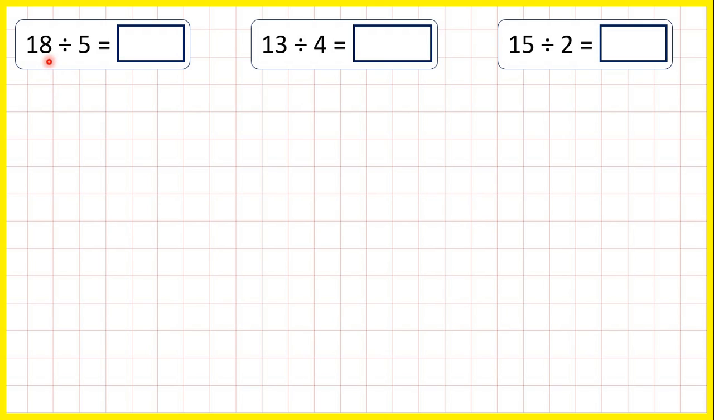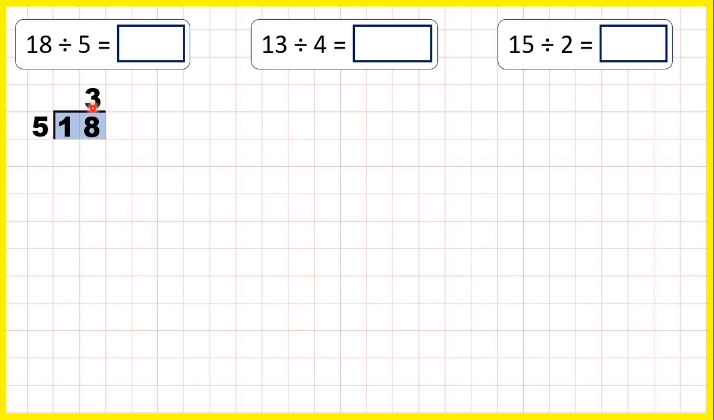Now we need to write remainders as decimals. So first we have 18 divided by 5. We can write this out as a short division. 18 divided by 5 is 3 remainder 3.